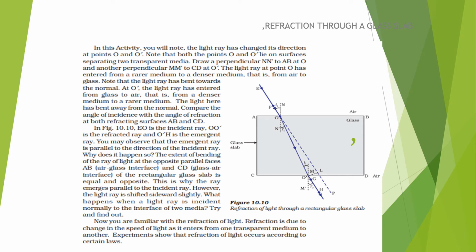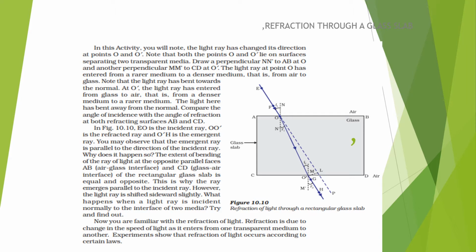Today let's discuss the refraction of light through a glass slab. In this glass slab you can see there are two interfaces. The first one is AB, which is the air-glass interface, and the other interface is CD, which is the glass-air interface. One time the light rays will enter from air to glass medium, so the light rays will come closer to the normal, and another time the light rays will go from glass medium to air medium.